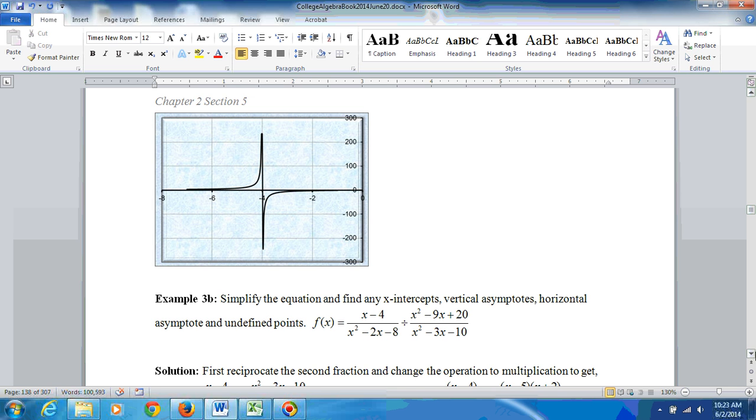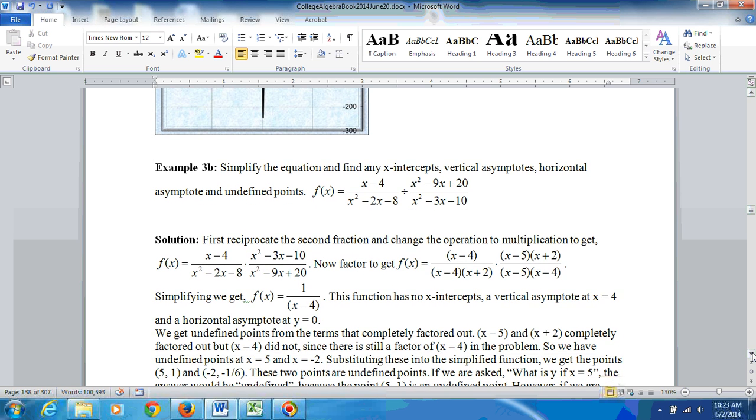Okay, simplify this thing. Well, when you divide, you have to reciprocate. So the first thing I have to do is reciprocate this second fraction right here, factor everything, and you get this, and then cross terms off, like an x minus 4 with an x minus 4. Notice there's still an extra x minus 4 left on the bottom. X minus 5 cancels out, and x plus 2 cancels out.